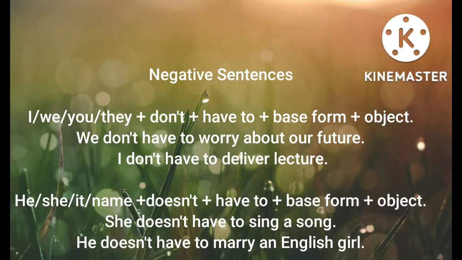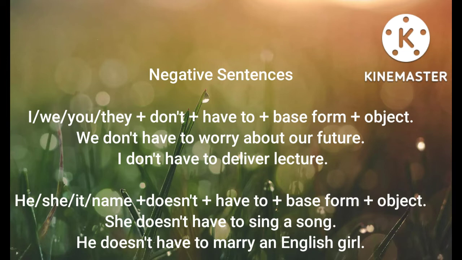Now I'm going to talk about some negative sentences while using has to and have to. The structure with I, we, you, they should be like this: I, we, you, they plus don't plus have to plus base form of verb plus object. Because we already know that with I, we, you, and they, we must use do not, whereas with he, she, it, and name, we must use does not. So in both cases, do not or does not, we must use have to.